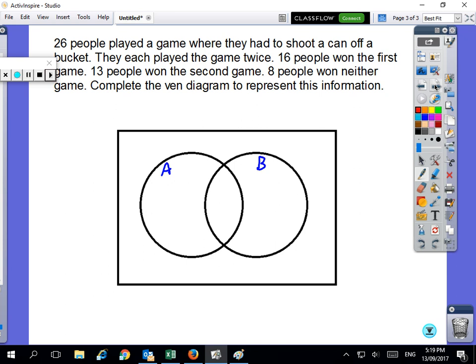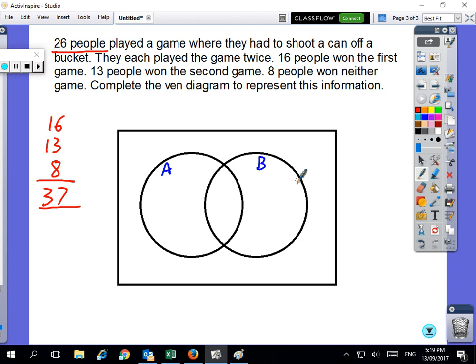26 people played a game where they had to shoot a can off a bucket. Sounds like a fun game. They each played the game twice. 16 people won the first game. 13 people won the second game. 8 people won neither game. Well, that seems a bit crazy because 16 and 13 is 29, plus another 8, that's 37. That's way more than we've got. We've only got 26 people. So how on earth do we put that information into a diagram?